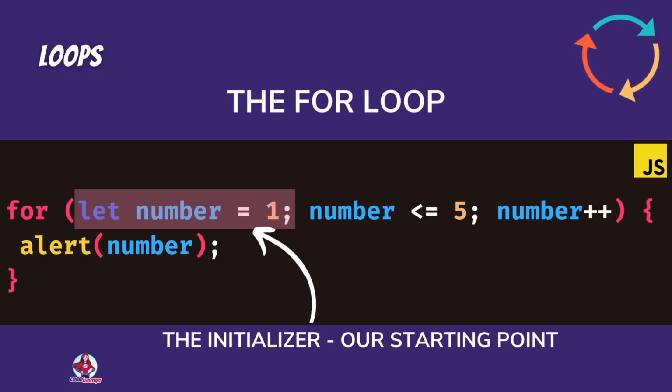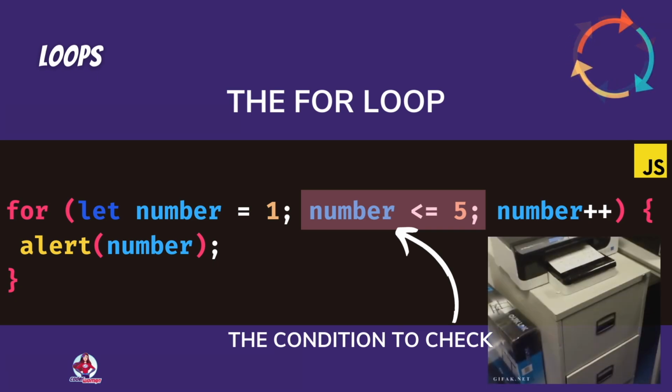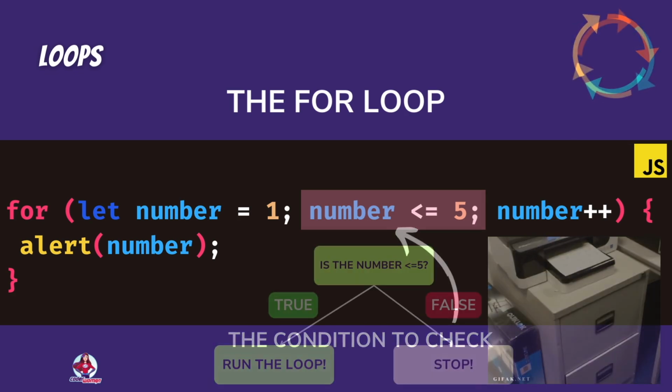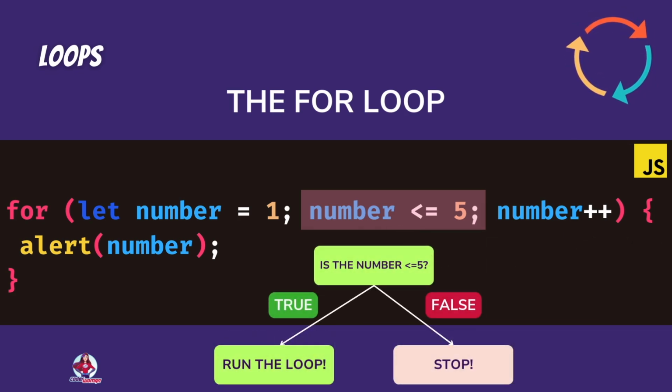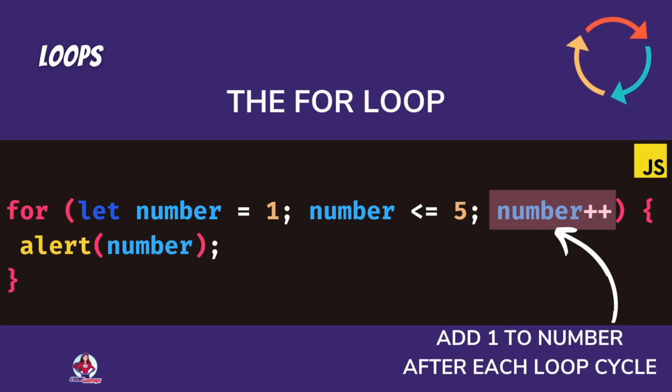After the semicolon, we specify how long the loop should run, like setting how many copies you want from a photocopier. We've set it to run as long as the number is less than or equal to 5. And after another semicolon, you see the word number with 2 pluses. It means add 1 after each loop cycle.